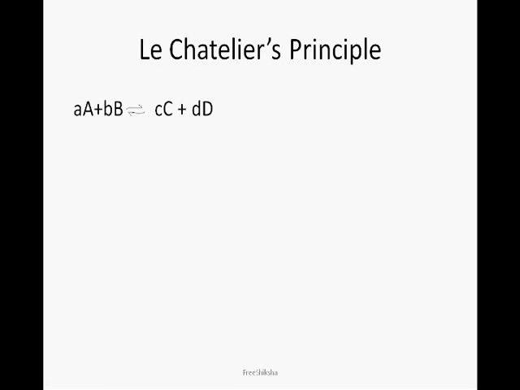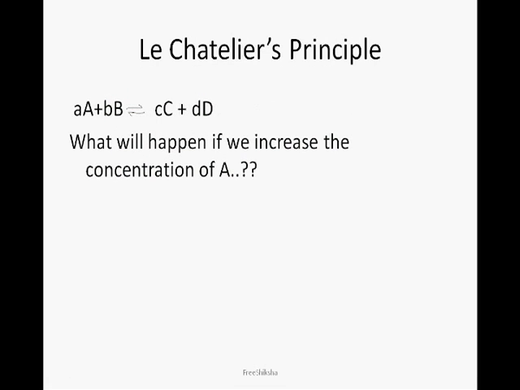So basically, if we are given a reaction, a moles of A plus b moles of B giving c moles of C plus d moles of D, this reaction is in equilibrium. How do we know that? Because there is an equilibrium sign between the reactants and the products. So the question is, what will happen if we increase the concentration of A? If we are increasing the concentration of A in this equilibrium reaction, what is going to happen?